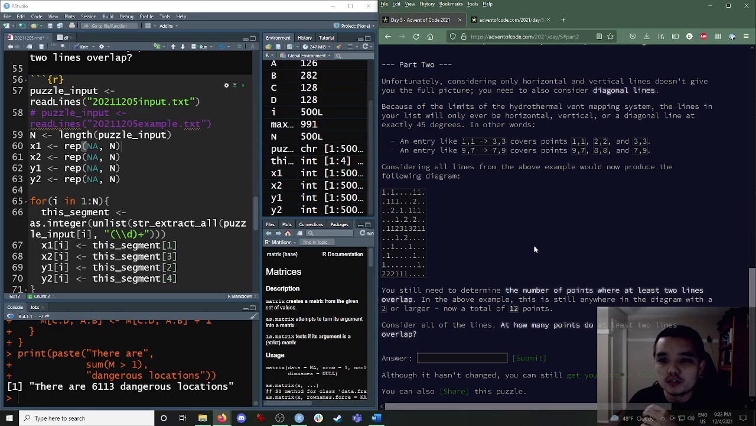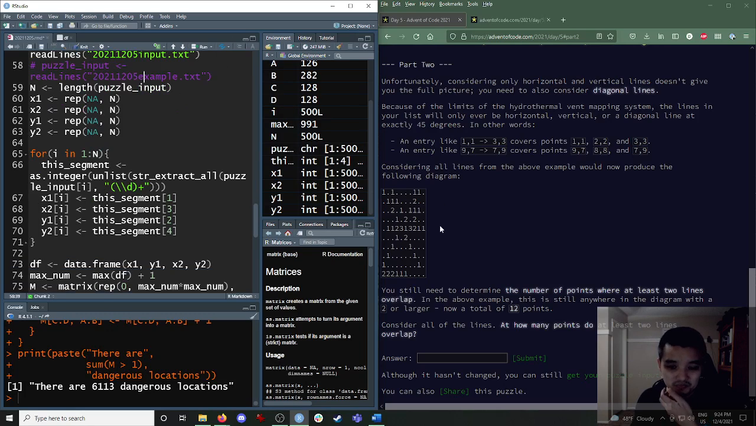Continuing on to part 2. Unfortunately, considering only the horizontal and vertical lines doesn't give you a full picture. You need to also consider diagonal lines. Figures. Because of the limits of the hydrothermal vent mapping system, the lines in your list will only ever be horizontal, vertical, or diagonal. Thank goodness. At exactly 45 degrees. So, for example, 1,1 to 3,3 covers the points 1,1, 2,2, 3,3. So now, considering the example, could toggle that. You'll still need to consider the overlap.